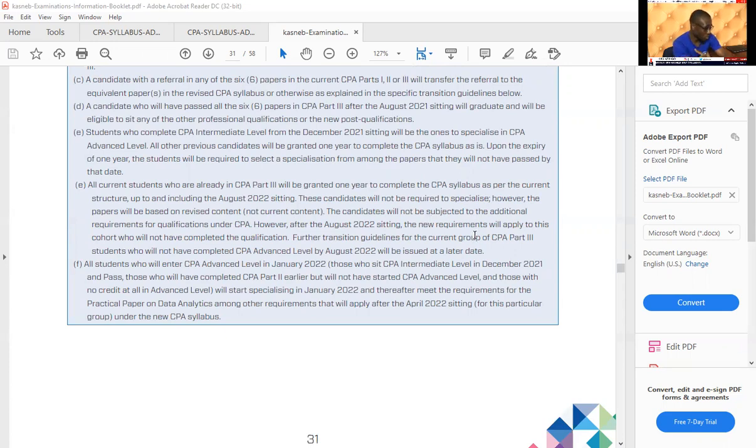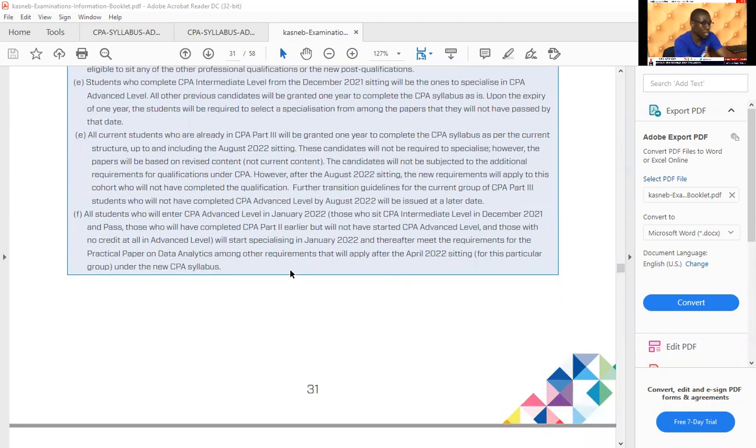Further transition guidelines for the current group of CPA Part 3 students who will not have completed the CPA advanced level by August 2022 will be issued at a later date. Of course, Kasneb will give direction in regard to that.